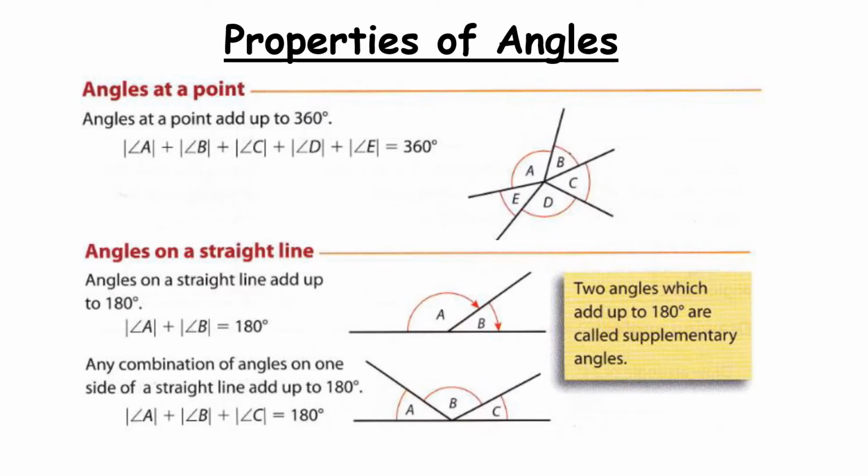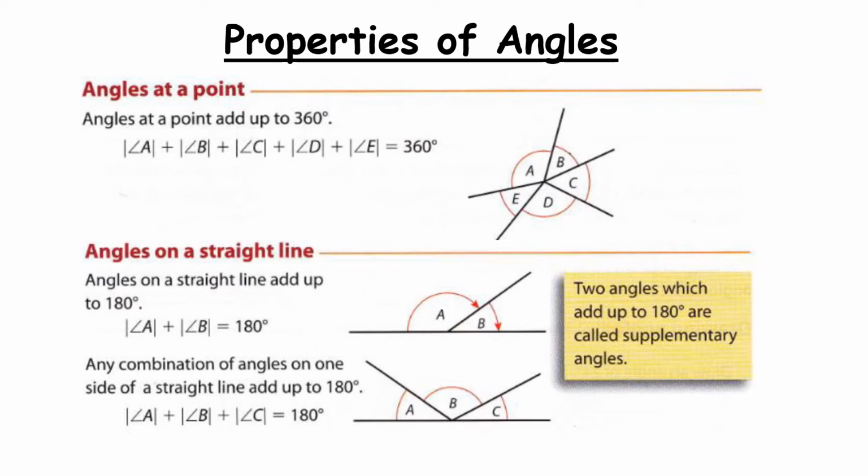Now let's talk about some properties of angles that we're going to use to help us to work out missing angles. The first one is angles at a point add up to 360 degrees. We can see here that A, B, C, D and E are 5 angles which when put together give us a full rotation. Based on that, I know if I add all of them together, it will be 360 degrees.